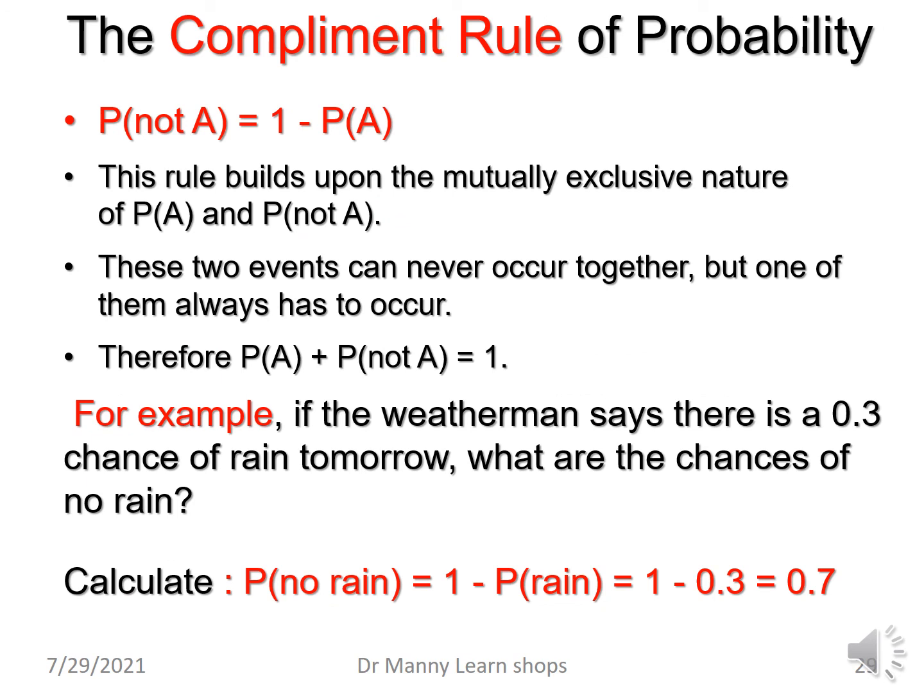Now the complement rule of probability. This rule builds upon the mutually exclusive nature of the following formula: P(A) and P(A not). These two events can never occur together, but one of them always has to occur. Therefore, P(A) plus P(A not) equals 1. For example, if the weatherman says there's a 30% chance of rain tomorrow, what are the chances of no rain? This can be calculated as well. Subtraction.